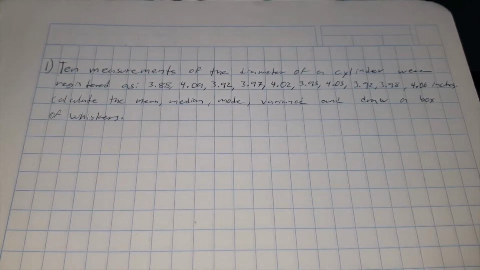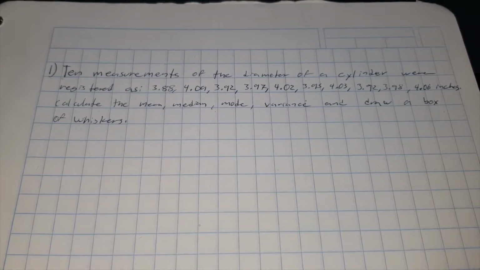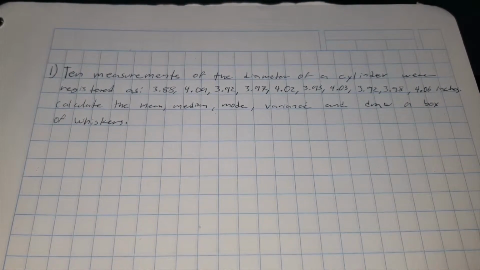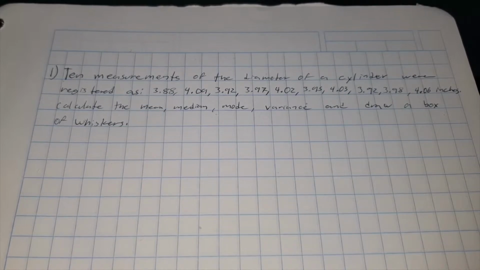Hi! For this math project, we will talk about topic number 1, which is Introduction to Statistics on Group Data. We will be talking about preliminary concepts, measures of central tendency, and frequency tables and graphical representations. Alright, so for the first problem we have 10 measurements of the diameter of a cylinder registered as the following numbers. Calculate mean, median, mode, variance, and draw a box and whiskers.